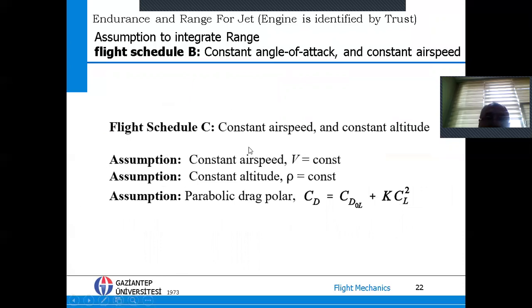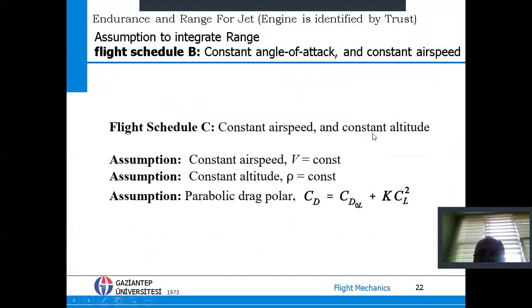Schedule C is explained in the note. I will not go through this one. I will leave it to you. So please study this one, you have to understand it. Constant airspeed here, V equal to constant, and constant altitude, rho equal to constant. Of course, we always assume a parabolic drag polar.